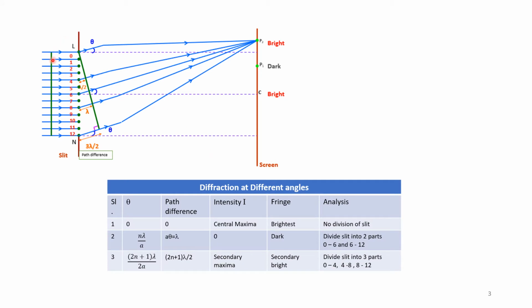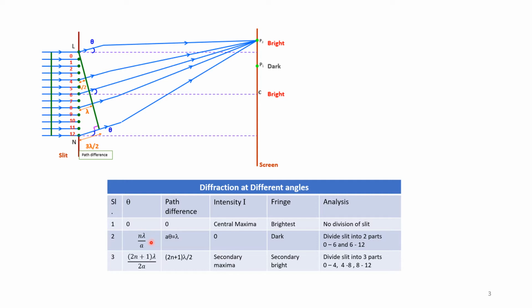So, these cases are repeated here once again. When theta is equal to 0, that means this green wavefront is in line with the L line, in a straight line, angle theta is 0 and the rays will go and converge at the bright spot. Therefore, path difference is 0. This path difference will be 0, and hence there will be central maxima at C, and it will be the brightest, and there is no division of the slit in case 1.